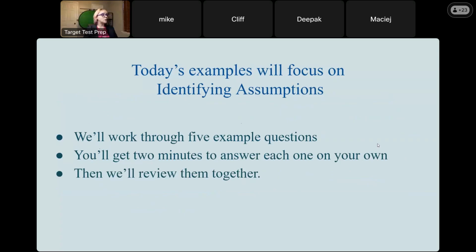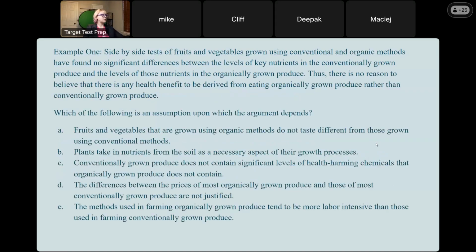So we're going to work through 5 example questions, and you'll get 2 minutes to do it on your own, and then we'll review them together, and we can discuss if anyone got anything different or anything like that. So if you guys are ready, I'm going to pull up the first one. And then I will give you 2 minutes starting now-ish.